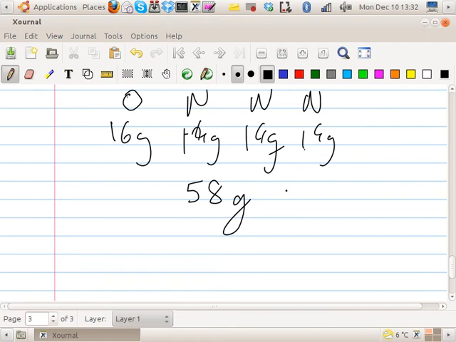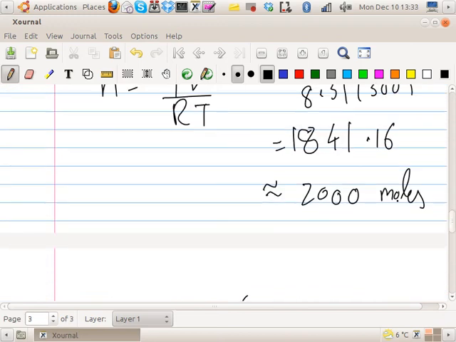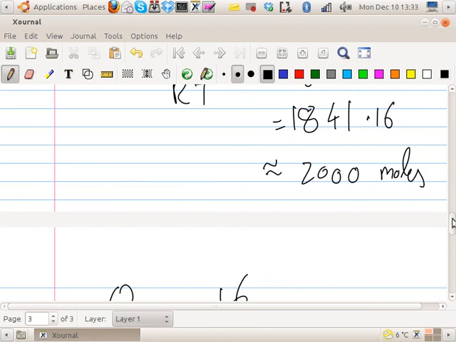Yes, you're right. 58 grams, that will equal 4 moles. 58 grams, which will equal, divide by 4, 4 times 6.02 times 10 to the 23. Okay. Now, how many moles do I have? 2,000. Yeah, okay.